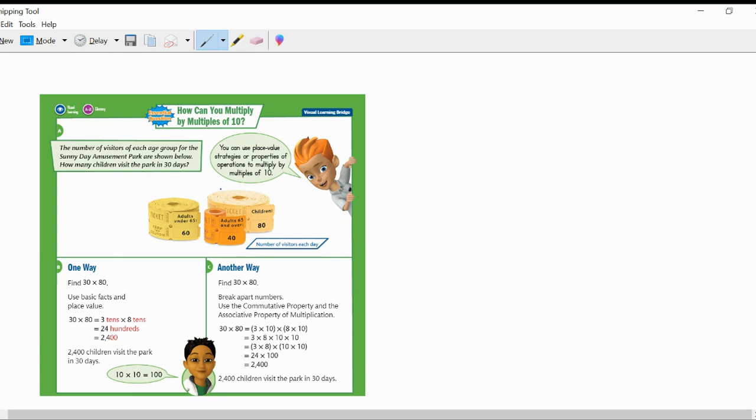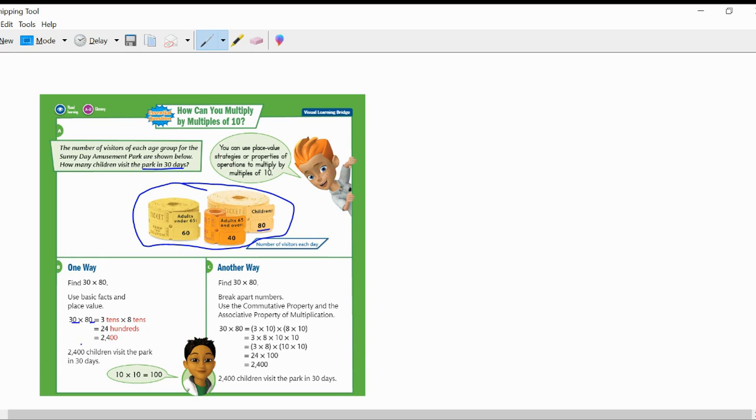So we need to pay attention. Down here is our number of people at a certain age, and then we're looking for specifically how many children. So it says right here that there's 80 children, and it wants to know how many children visit the park in 30 days. So we're looking for in 30 days if each day has 80 children, how many would that be after 30 days? So it says one way to find 30 times 80 would be 3 times 8, which is 24. And then again, we just take those zeros and put it on the end.